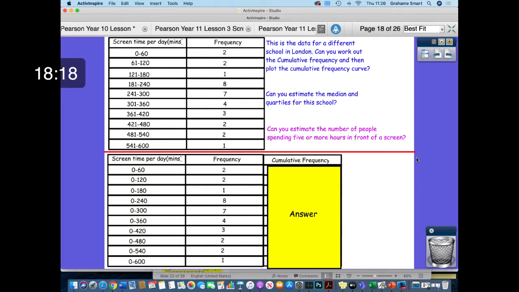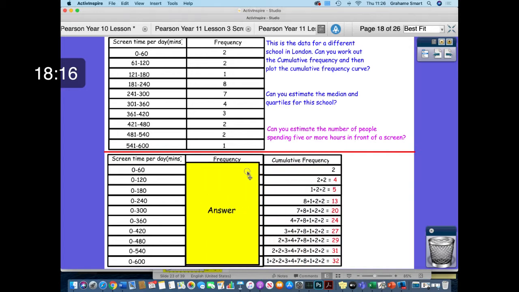Okay, I'm sure most of you have done the cumulative frequency already, so I'll just reveal that. There were actually 32 people in this class, so you should have got 2, 4, 5, 13, 20, 24, 27, 29, 31, and then 32. And as you can see, I've put all the information in there. Okay, I know you'll do it differently and you'll take a shortcut.